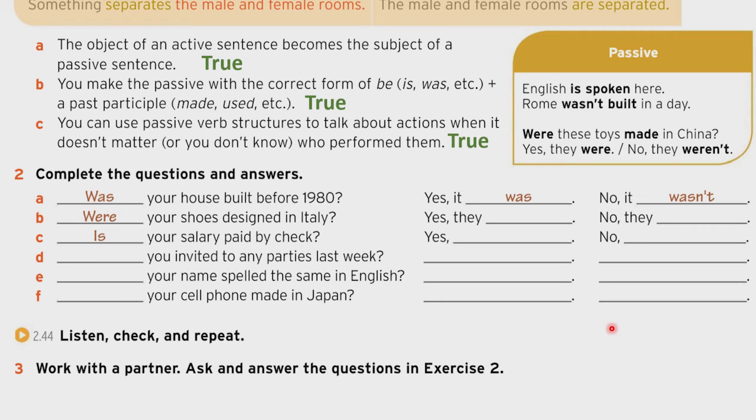Very good. Now, exercise number 3 says work with a partner. Ask and answer the questions in exercise 2. So you already know what to do. You're going to call your classmates and ask them these questions. And they have to give you the correct answer according to them. For example, if their house was built before 1980, they're going to say yes, it was. But if it wasn't, well, no, it wasn't. So please do it, and when you finish, we'll continue.